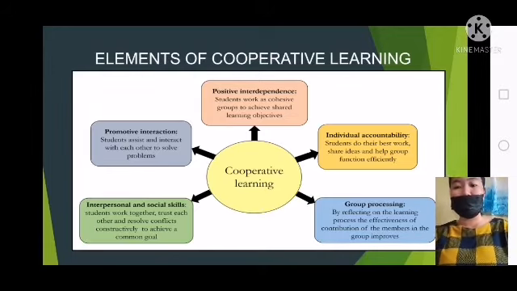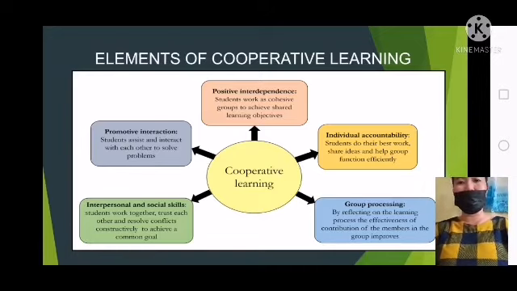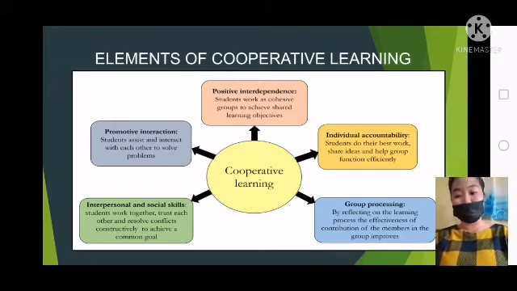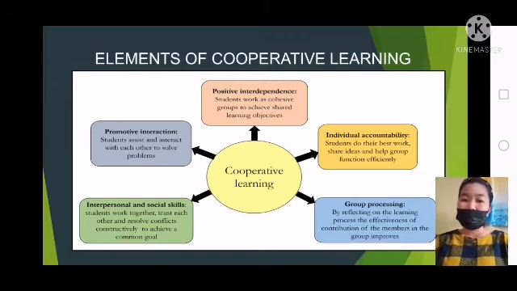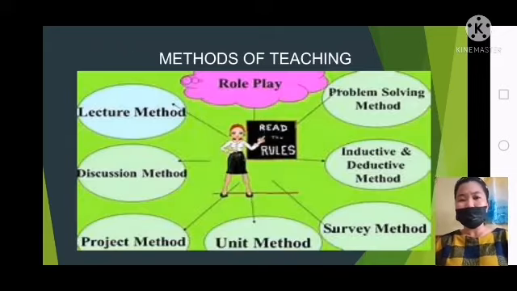Another one is individual accountability. Students do their best work, share ideas, and help the group function efficiently. The last but not the least is group processing. It is where members reflect on the learning process, and the effectiveness of the contribution of the members in the group improves. So those are the elements of cooperative learning.